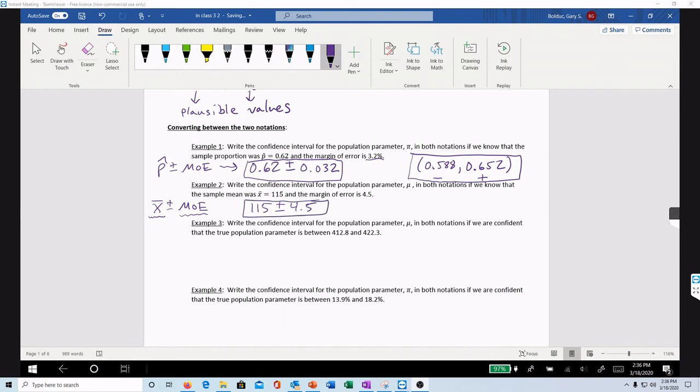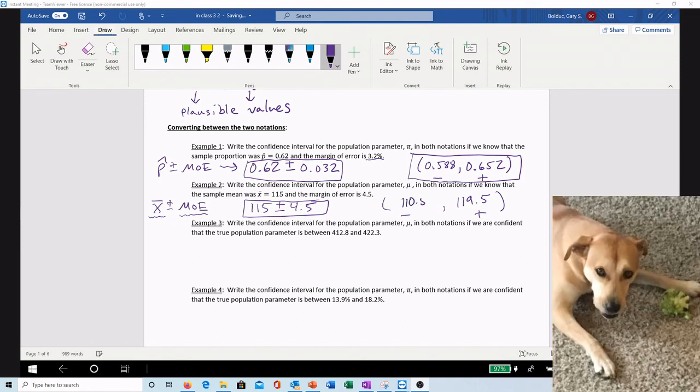But I could also write it in the actual interval notation. So that's the minus, the plus side. I'm going to do 115 plus 4.5 is 119.5. And then I'm going to do 115 minus 4.5, which is 110.5. All right, there we go.